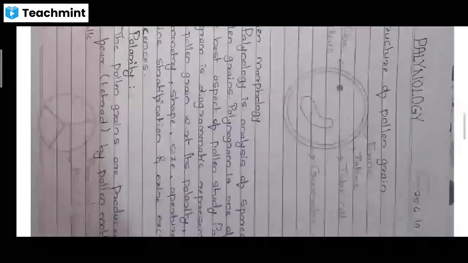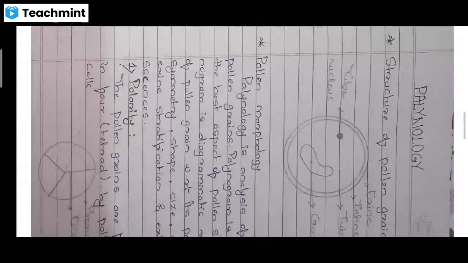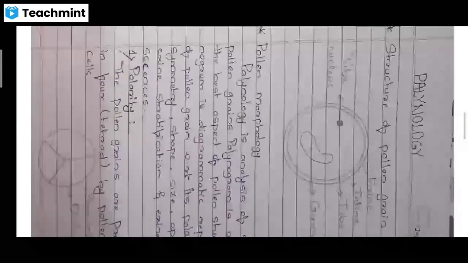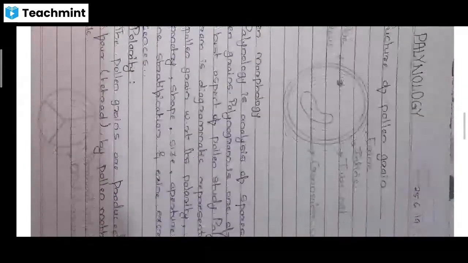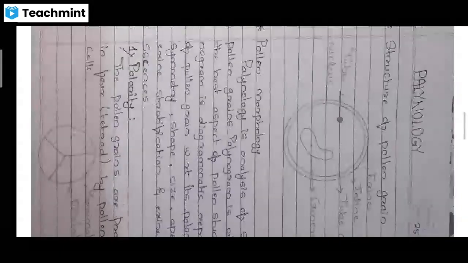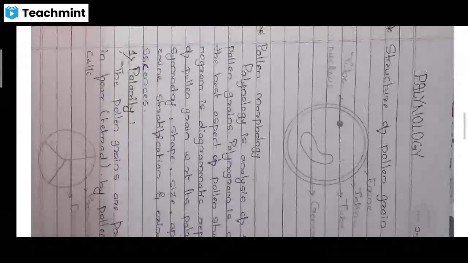So, let's see the structure. In general, the pollen is made up of two layers, the outer layer which is the exine and the inner layer which is the intine. At the center there are the tube cell and the generative cell. The generative cell is larger in size and the tube cell is smaller, and it has the tube nucleus. So let's discuss more about pollen morphology.